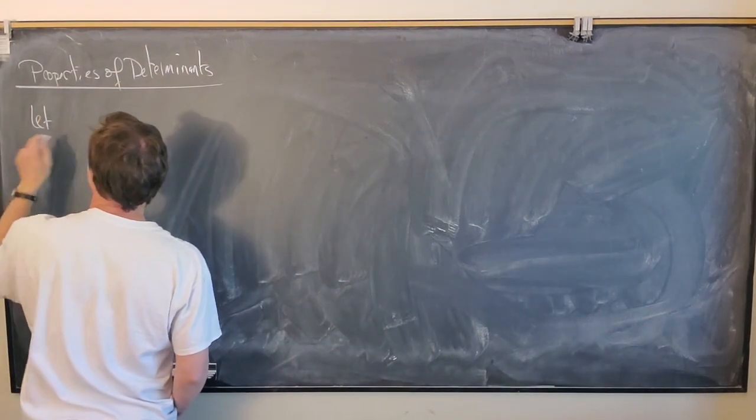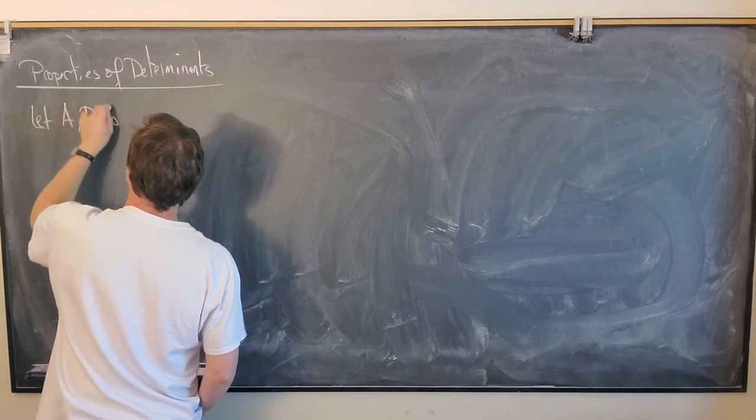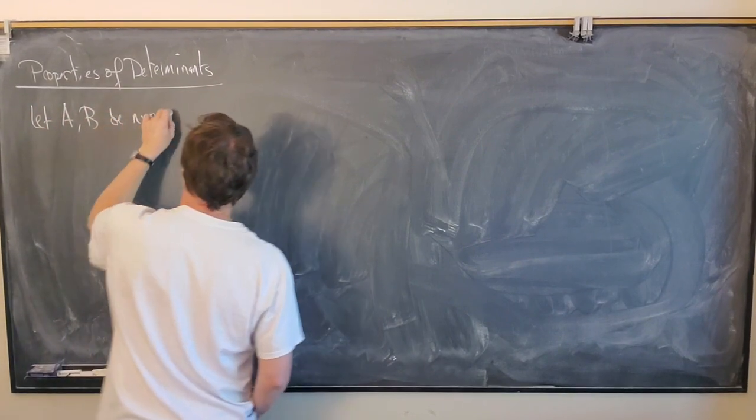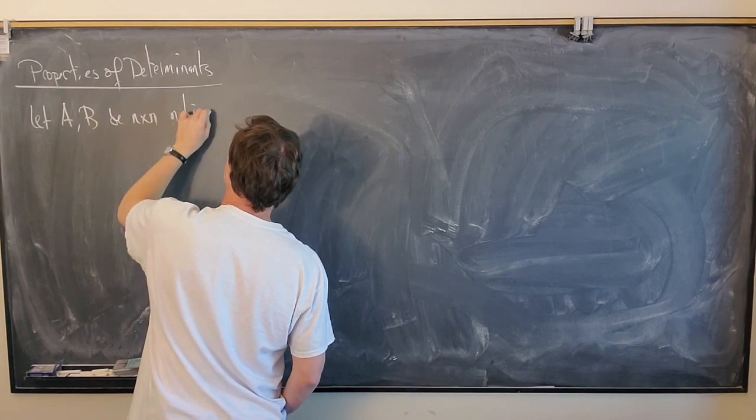So let's start off with a couple of matrices. Let A and B be n by n matrices.